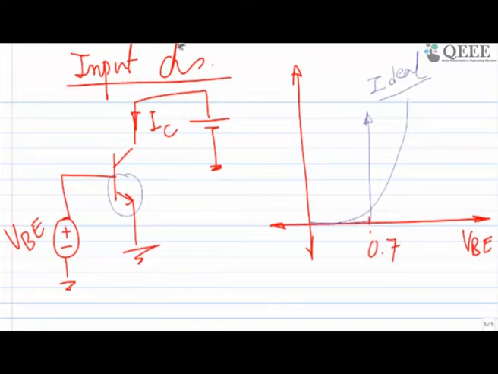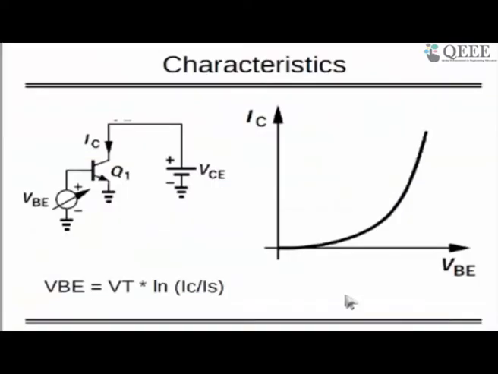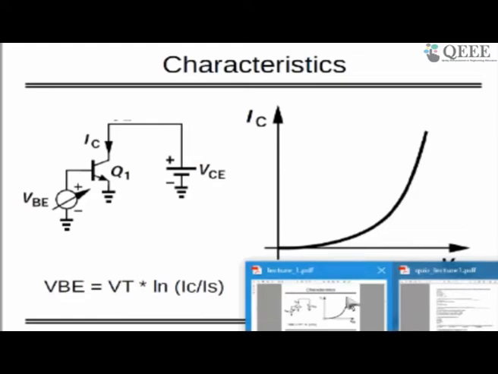Some people may ask how to find this cut-in voltage. You can find the cut-in voltage by drawing the tangent to this curve, and wherever it cuts the axis, you declare that voltage as the cut-in voltage. So this was the input characteristic, and from the given equation you can find it.